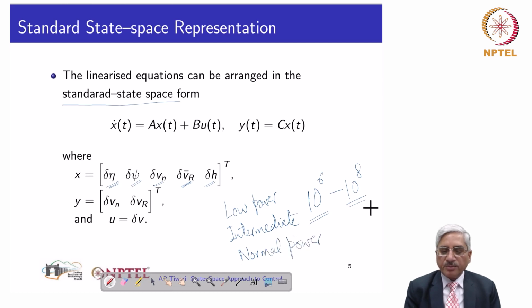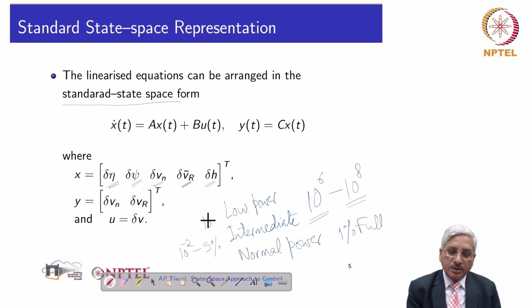So this normal power measurement is typically above 1% full power, and intermediate range will be from about 2 decades below this, so from about 10 to the power minus 2 to about maybe 5% or 10%, and low power range is even below this, so up to something like 10 to the power minus 2 and below.